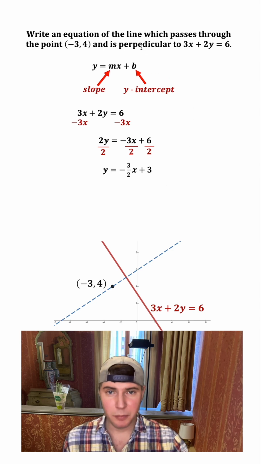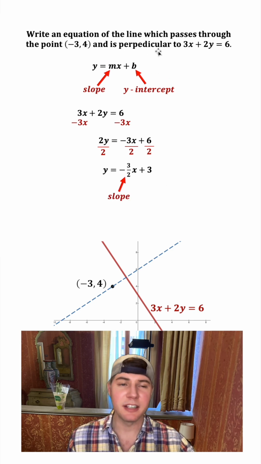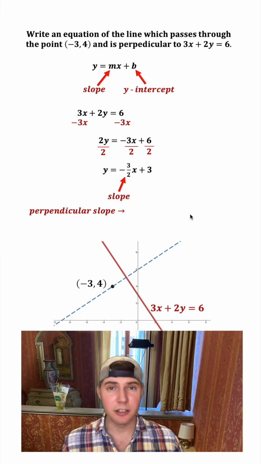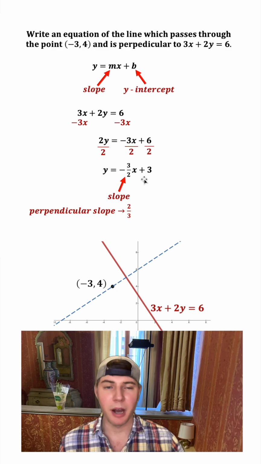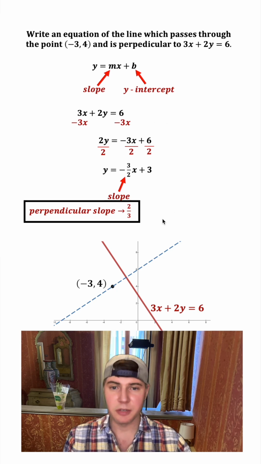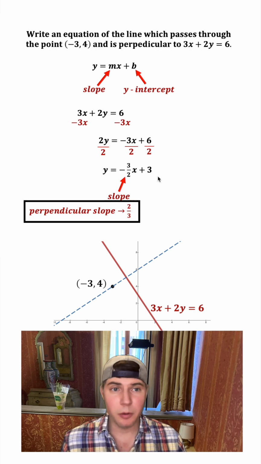And now this says perpendicular, so the only thing we're really interested in is the slope, and we actually want the perpendicular slope, which means we take the negative reciprocal. So this -3/2 is going to become positive 2/3. All of this work right here was about finding the perpendicular slope. We don't even care what the b is equal to.